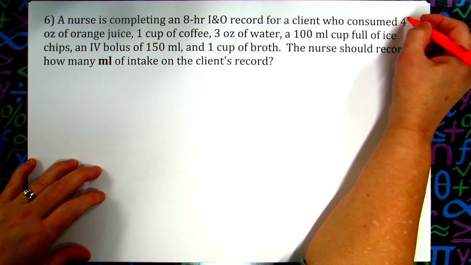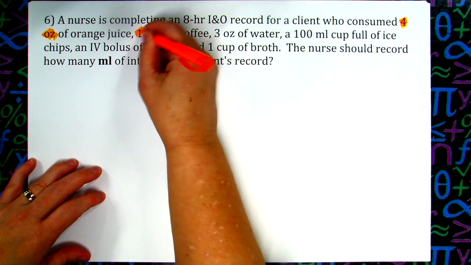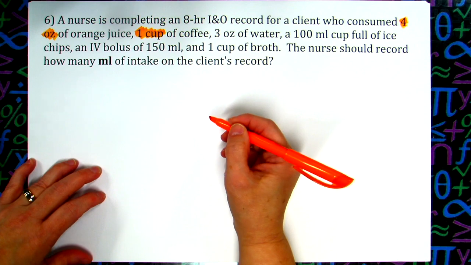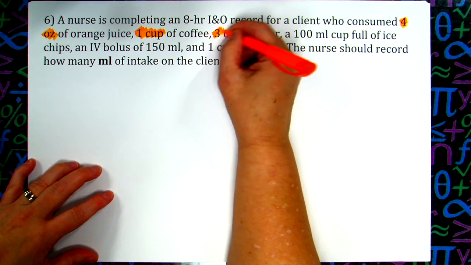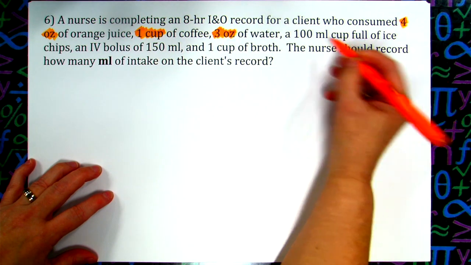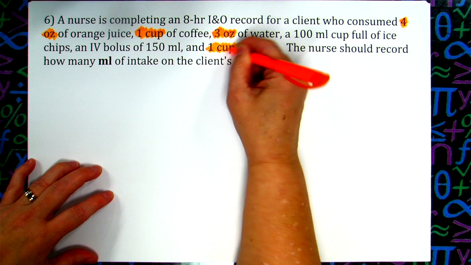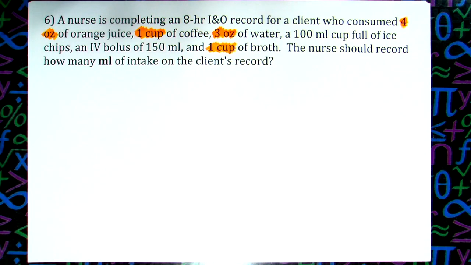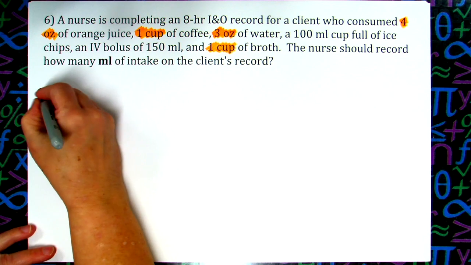So I'm going to highlight here, we've got 4 ounces of the juice, we've got 1 cup, which again is going to be ounces, because we're going to do ounces in a cup. 3 ounces of water. We don't need the milliliters. We've got 1 cup of broth. Okay, as far as our ounces go, let's do this in steps.